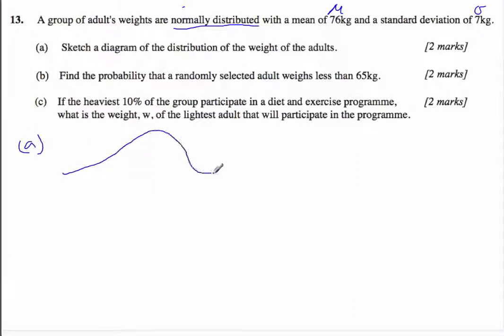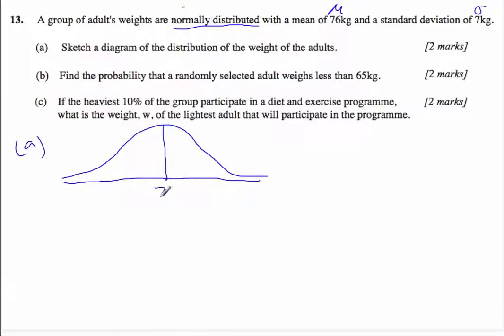So if I draw the bell curve, that's not a very good bell curve. Let me try to do that a little bit nicer. Alright, that's good enough. Right in the middle of the distribution is the mean, which is 76. Then you go 1 standard deviation above, 2, 3 standard deviations above, so you keep adding 7: 83, 90, 97. And we can go backwards, subtracting 7: 69, 62, 55. And that's a fair sketch of the distribution.